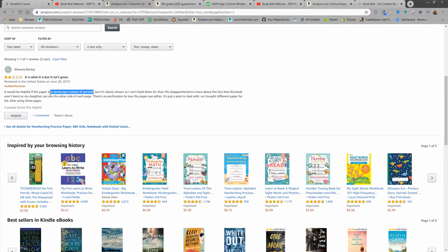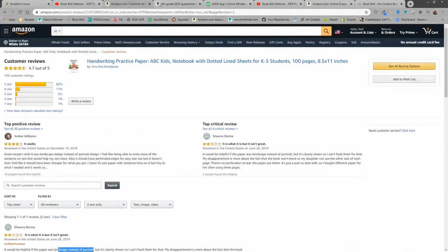And the reason we got to that is we just read a review. My disappointment is more about the fact that the book won't bend, so my daughter can use the other side of the page. Okay, there's no preparation to tear the pages out either, it's just the pain to deal with. Okay, so really the crucial point that we can use right here is the paper was landscape instead of portrait. That is something we have control over. That is something that we can change. All right. So that's good, right?